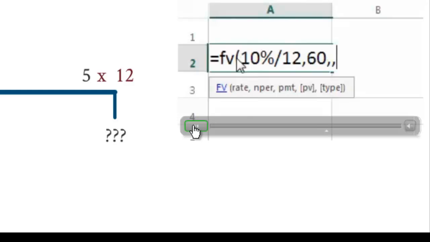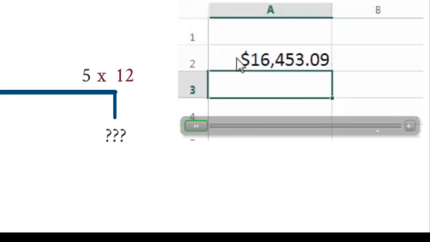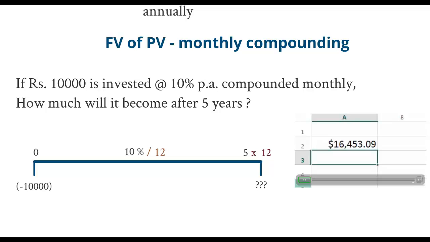The present value is minus 10,000. So we do that, we close the bracket and we press enter. So what do we get? 16,453. This is the amount of money that we will have at the end of the 5th year or at the end of the 60th month.